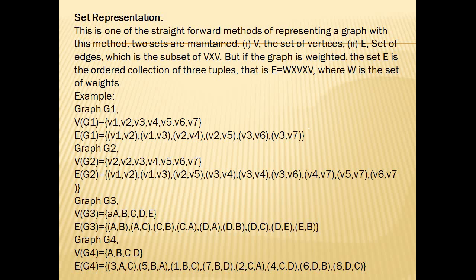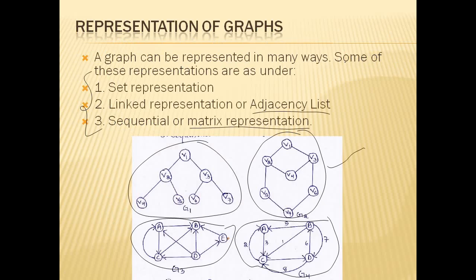Set representation is a straightforward method. I already said that a graph is represented with two sets V and E. V is a set of vertices and E is a set of edges, which is a subset of V into V. But if the graph is weighted, it means the graph contains some weights. When you observe the fourth graph, it has some weights like 7, 5, 2, 3, 1, 6, 8. So the graph has weights.